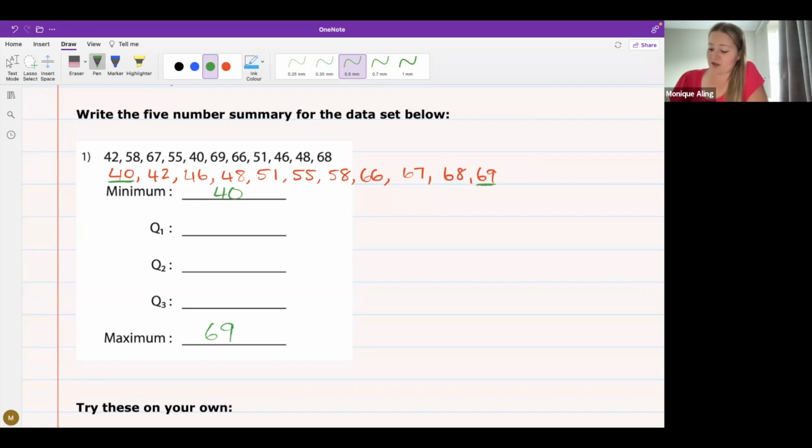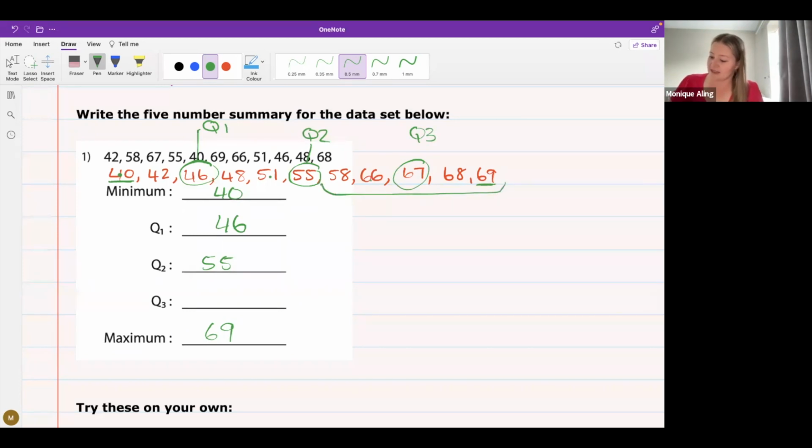Okay, we have 1, 2, 3, 4, 5, 6, 7, 8, 9, 10, 11 numbers. So there's a definite number in the middle. Okay. 55 is our quartile 2. Then the middle of our first half, 1, 2, 3, 4, 5, is going to be 46. Quartile 3, the middle of our second half, is 67. Okay, so now we're just doing a little 5-number summary.